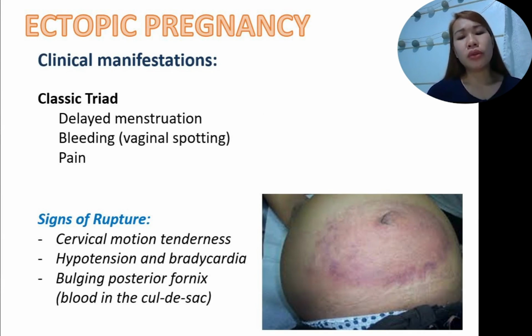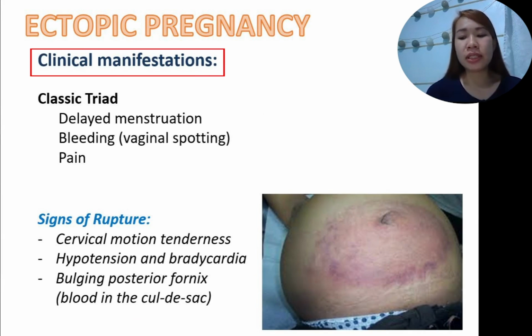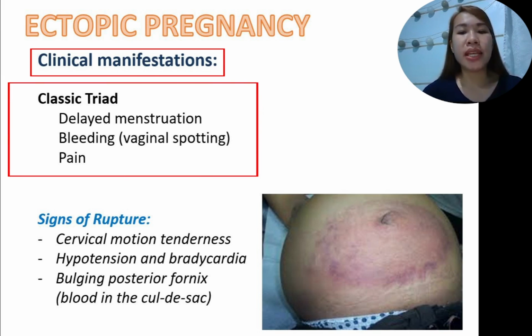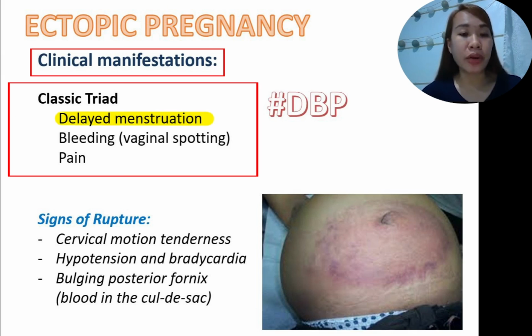Now, another thing that you would want to know, what are the signs and symptoms? Because sometimes you don't know that this is already an emergency. Remember, ectopic pregnancy is an emergency situation. So we have to understand what the symptoms are. What would you like to see in your patient? So, the classic triad, my mnemonic is DBP. When I put a hashtag and some letters, this is usually a mnemonic for me. D stands for delayed menstruation or amenorrhea, meaning the woman missed her menses. So that might mean she's pregnant.